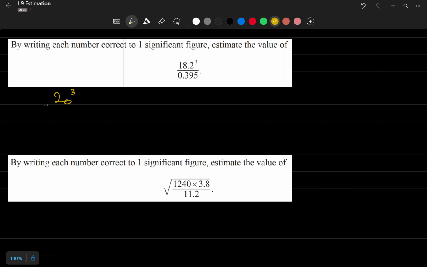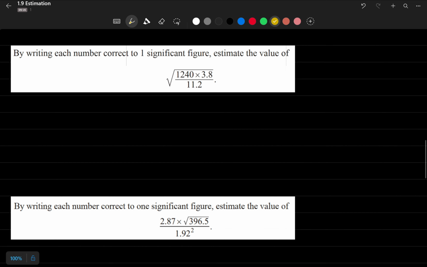The cube remains as it is, 0.395. So 3 is the first significant figure and 9 is greater than or equal to 5. So it becomes 0.4. Now the answer is, so 20 cubed is 8000 divided by 0.4, which gives you 20,000 as your final answer.